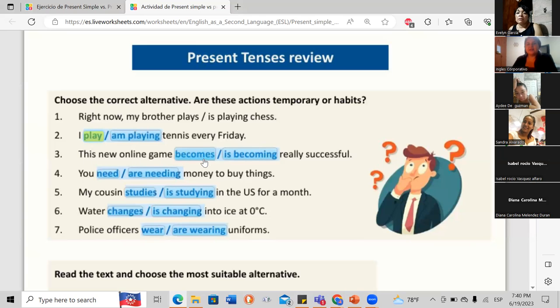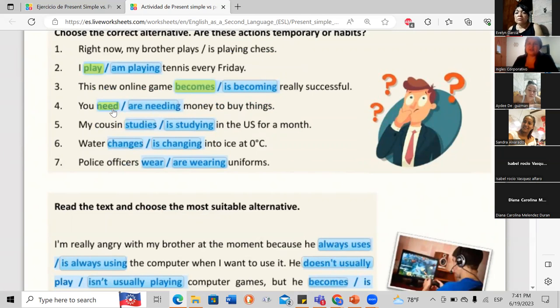Okay, number three. This new online game becomes or is becoming really successful. This new online game, este nuevo juego en línea, becomes or is becoming really successful. Becomes. Okay, number four. You need or you are needing money to buy things. You need money to buy things. Okay, my cousin studies or is studying in the US for a month. Is studying in the US for a month.